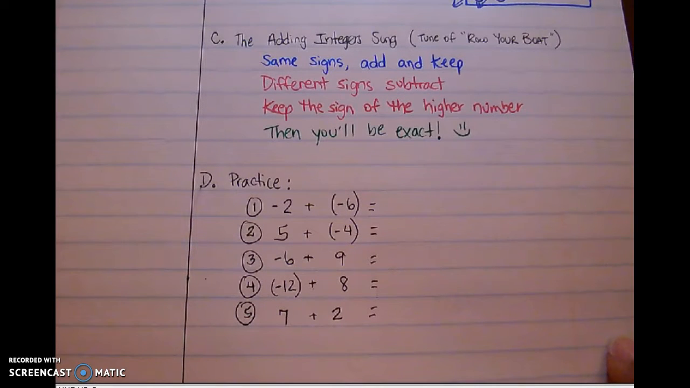Let's sing the song to ourselves. Same signs add and keep, different signs subtract. Keep the sign of the higher number, then you'll be exact.